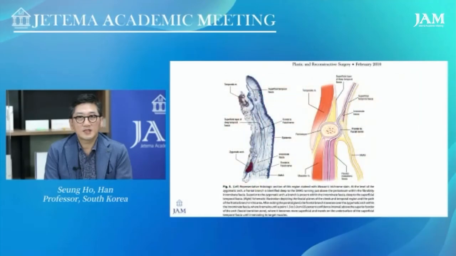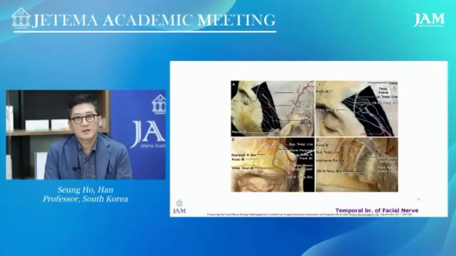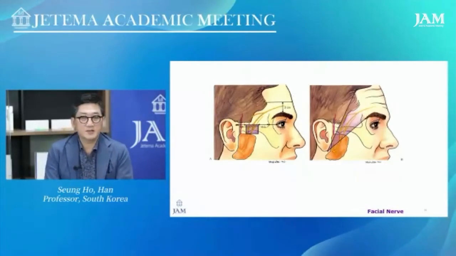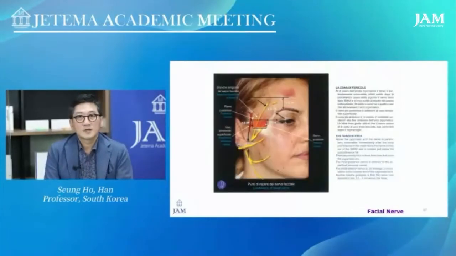So you can see the representative histologic section, and then the schematic illustration of these regions. You can see the temporal branch of the facial nerve very close to the SMAS. This is another sample slide, and then we can make a danger area of the temporal branch of the facial nerve like this. So I want to say, pay attention, especially above the zygomatic arch. The facial nerve is particularly very weak and very vulnerable.